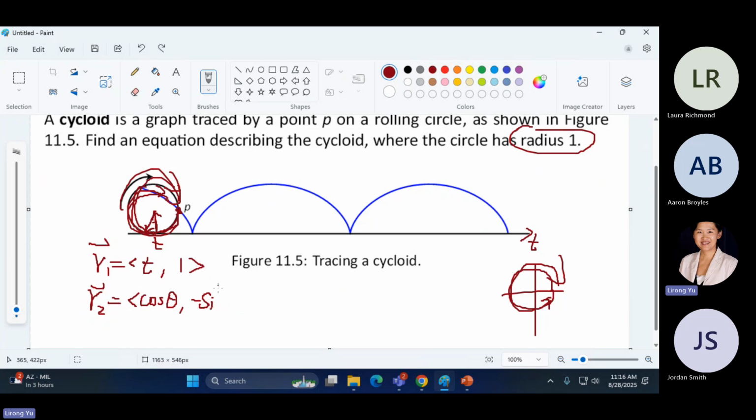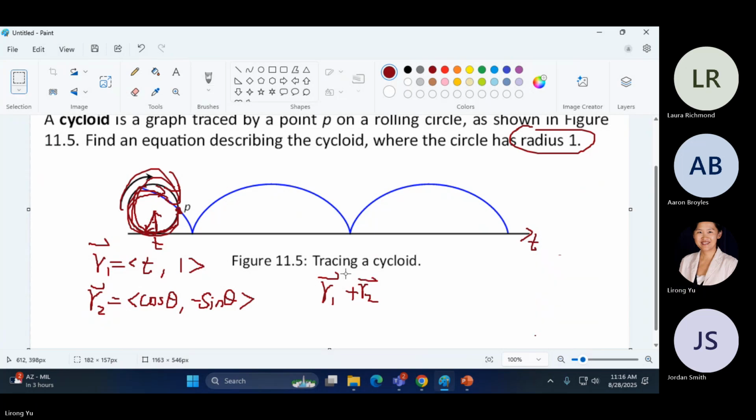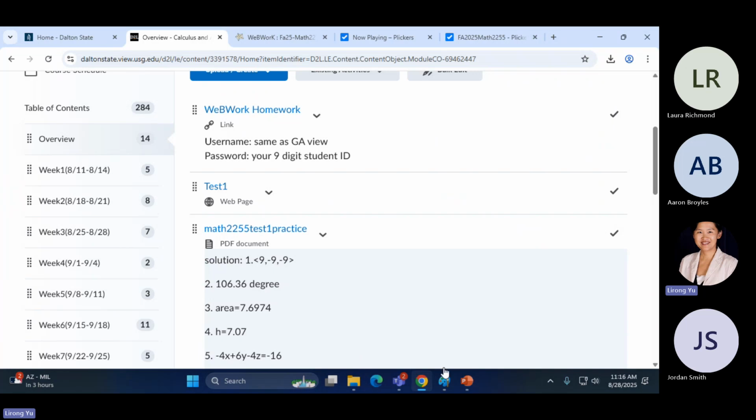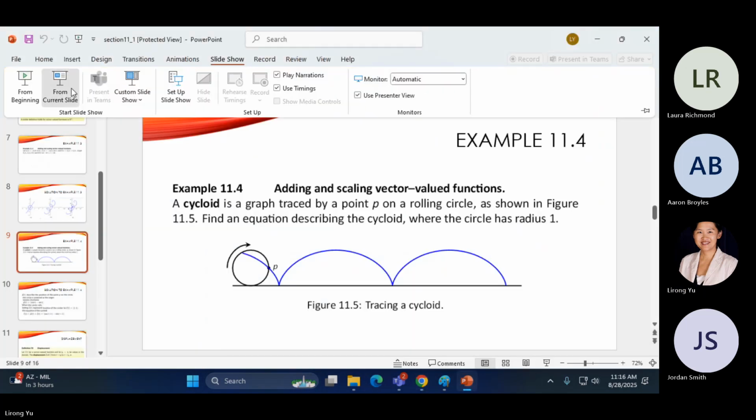And then we add these two vectors to create a summation. So R1 plus R2 is equal to this: t plus cosine theta, and then 1 minus sine theta, which represents the cycloid motion. And that was here.